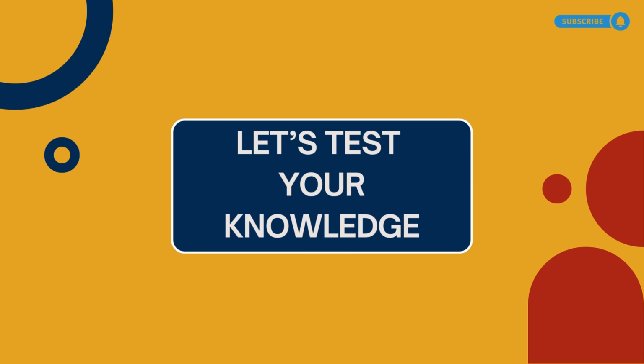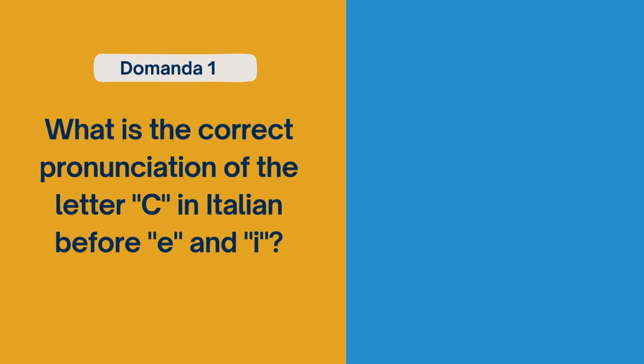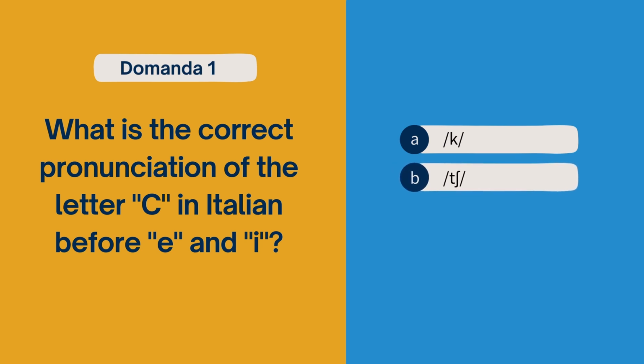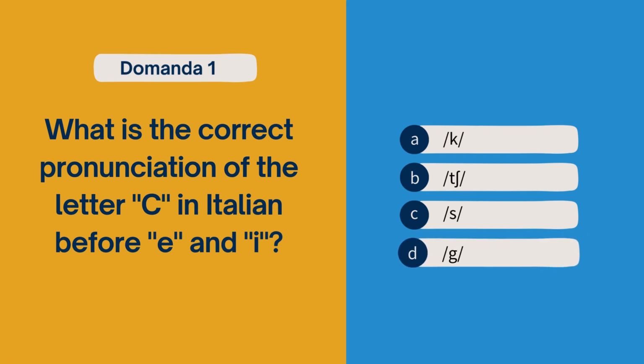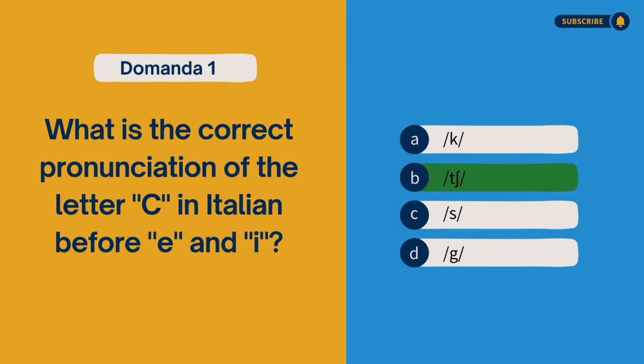Great! Now, let's put your knowledge to the test with 2 quick quizzes. I have here 2 questions, and I will start with the first one. What is the correct pronunciation of the letter C in Italian before E and I? Is it K? Is it ch? Is it s? Is it g? Take a few seconds. If you answered B as ch, then you answered correctly.